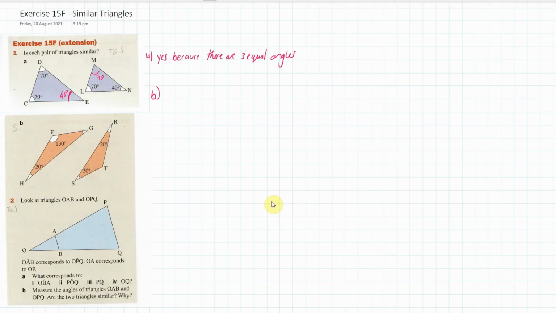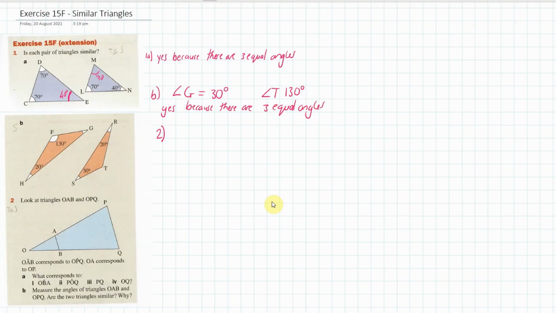Let's find the missing angle. Angle G is equal to, 130 plus 20 is 150, so that's equal to 30 degrees. And angle T in the second triangle, 30, 40, 50, is equal to 130 degrees. Now, that means you've got 20, 130, and 30, and the other one you've got 20, 30, and 130, so again, yes, these triangles are similar because there are 3 equal angles. And that is that bit done. Now let's move on to number 2.